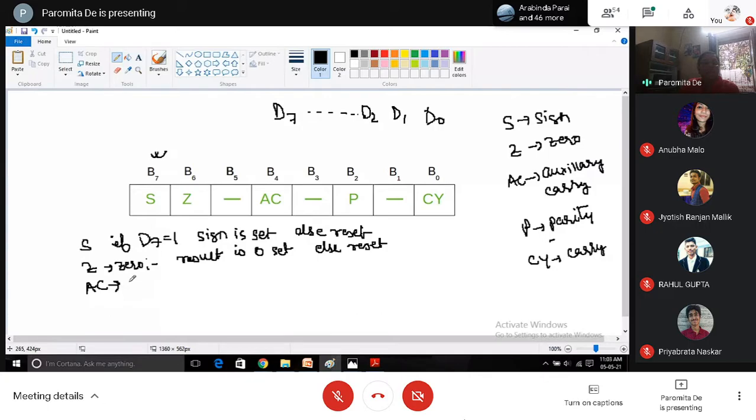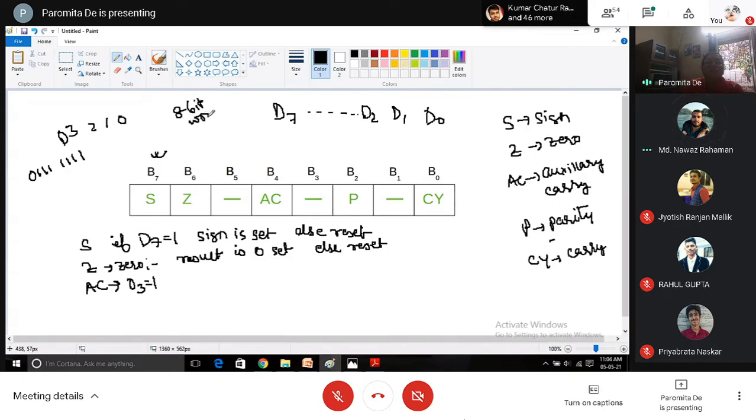Then the auxiliary carry. If the D3 bit is 1, counting 0, 1, 2, 3, then this is set, if there is an auxiliary carry when we are adding. What are D0 to D7? These are your 8-bit word, your 8-bit word size. D is for data.